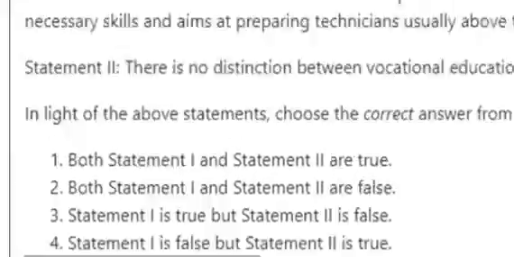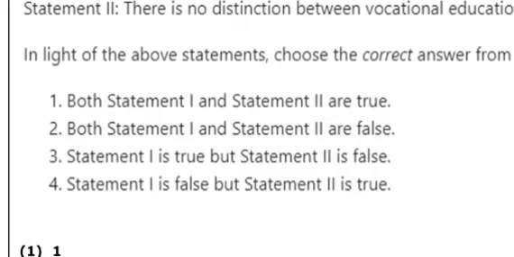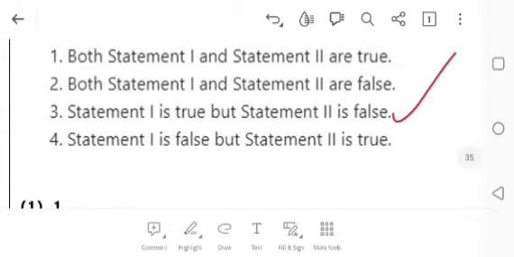So these are the options. Let me not read it. Let me give you the correct option. 42, correct option of this question will be number C. Our statement 1 is true, but statement 2 is false.